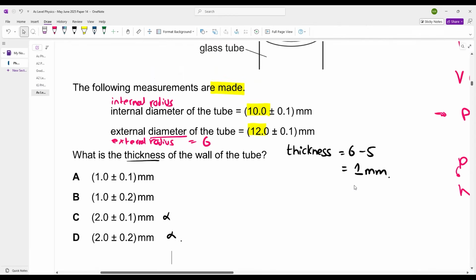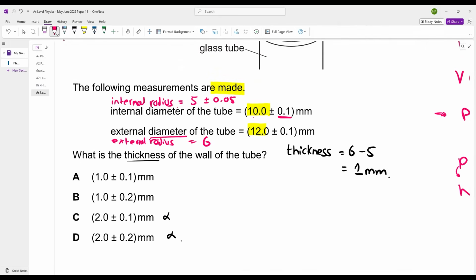You also have to find the uncertainty now. Okay. Now you know internal radius आपने किस तरह निकाला था बेटा? 10 को 2 से डिवाइड कर दिया. This comes out to 5. What will be the uncertainty in internal radius? Internal radius में uncertainty क्या होगी? 0.1 divided by 2. That comes out to be 0.05.